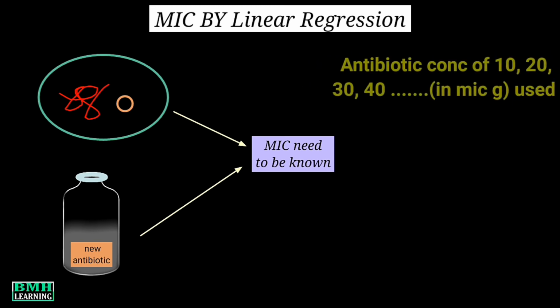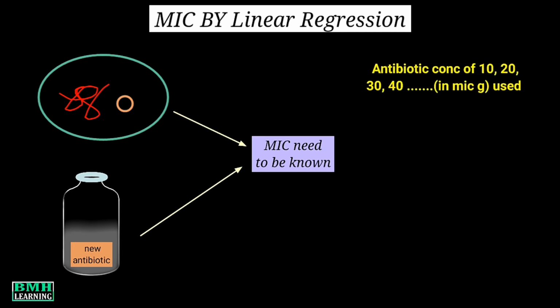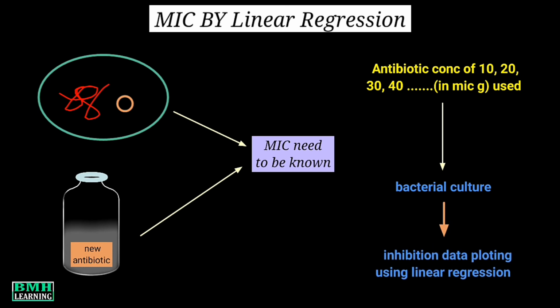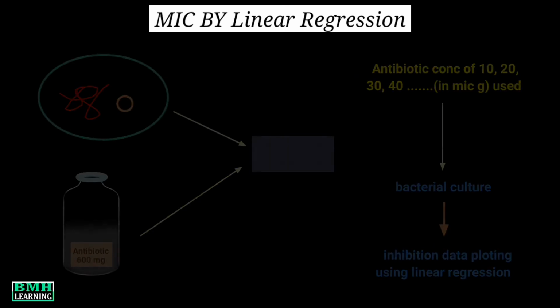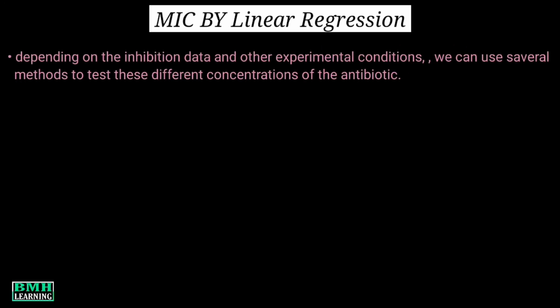Let's say lowest concentration used is 10 microgram per ml. Then we increase it to 20, then to 30, and then to 40, and this goes on. Once we treat the bacterial culture with the different concentrations of the antibiotic, then we plot the inhibition data of antibiotic using linear regression.